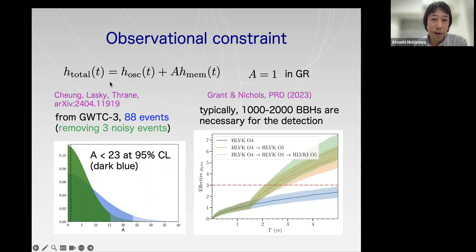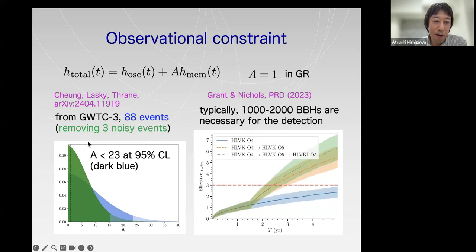First, the amplitude of the memory effect is assumed like this. If A equals 1, it is the GR prediction. But in other cases, A is different from 1. So it is important to test the value of A. From 88 events from the GWTC-3 catalog, they found this constraint. The blue one is the constraint from 88 events, and at the 95% level, A is less than 23.